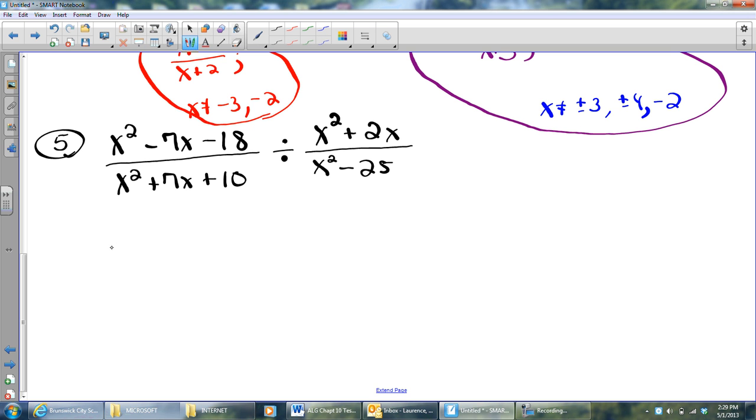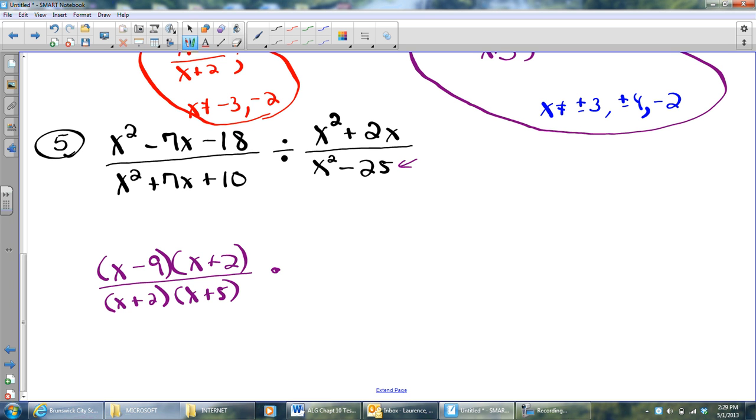All right, so I got a division sign, so I'm going to flip and multiply. I'm going to factor, first of all, my numerator in the first fraction. I'm going to get x, and I think that's going to be an x minus 9 and an x plus 2. The denominator is going to be an x plus 2 and an x plus 5. Change to multiplication. I'm going to factor this, but it'll go in the numerator, and that will be an x plus 5 and an x minus 5.